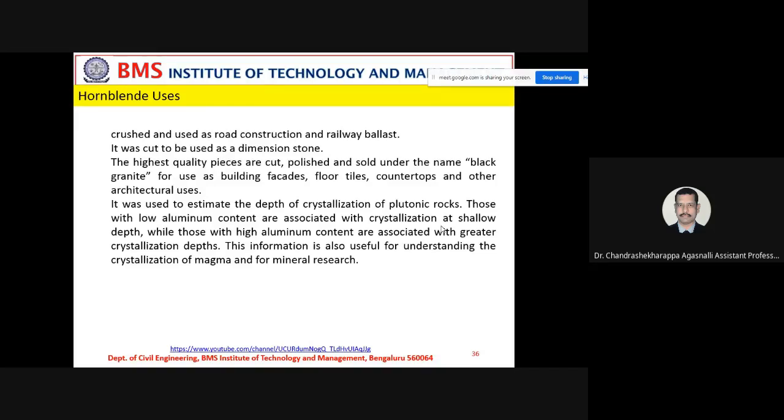Nowadays we are using all these things. And it is useful for understanding the crystallization of magma and for mineral research. This hornblende we use for studying crystallization of magma. When the lava is erupting, what type of crystallization is happening there, and also what type of minerals are involved. For that purpose, we use this hornblende.